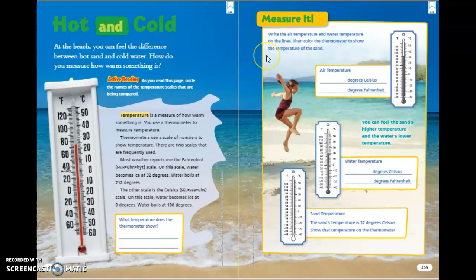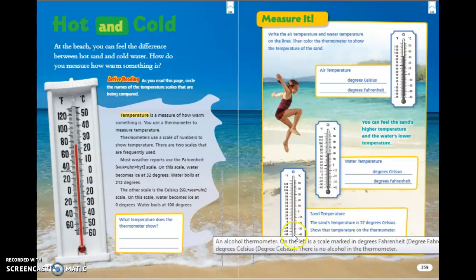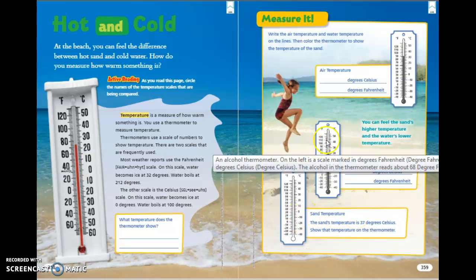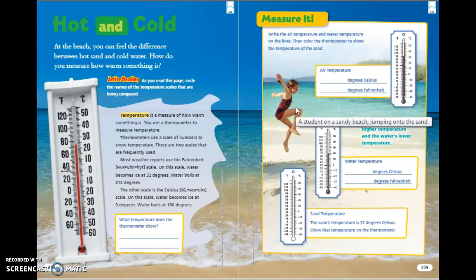Now we're going to do the measure it on page 359. It says write the air temperature and water temperature on the lines. Then color the thermometer to show the temperature of the sand. So for this one, we are going to be writing the answer in degrees Celsius and degrees Fahrenheit. Down here, same thing. Then on the third one, we're looking at the sand temperature, and we're going to draw in a red line for 37 degrees Celsius. Pause the video and see if you can figure it out.